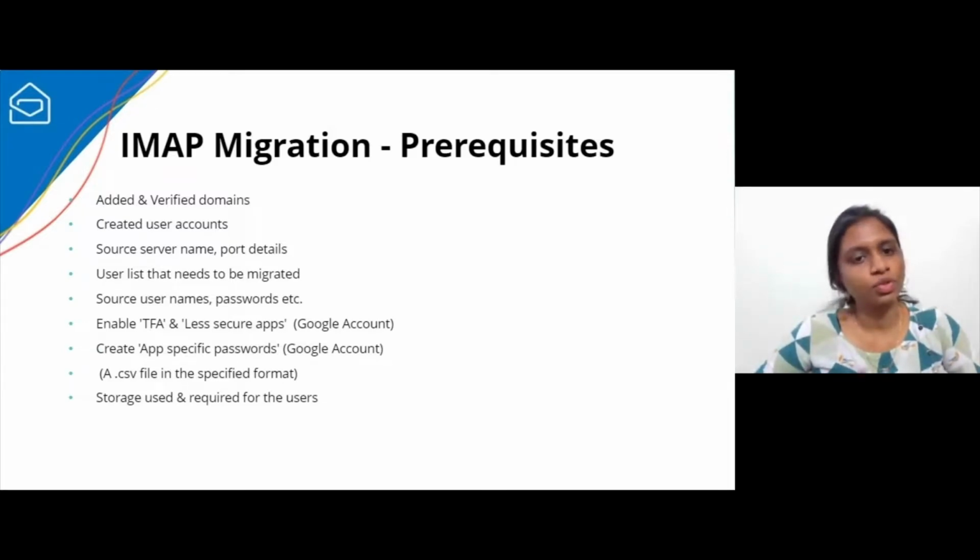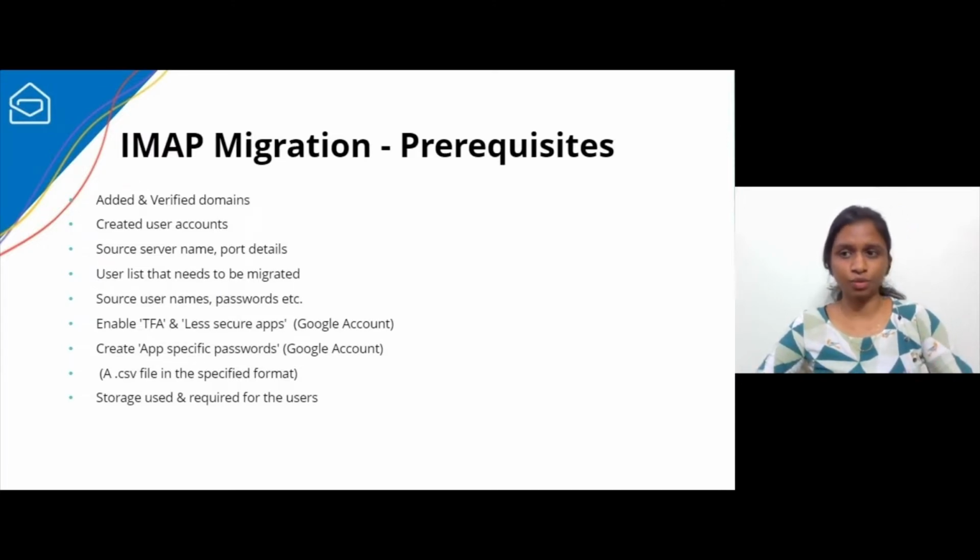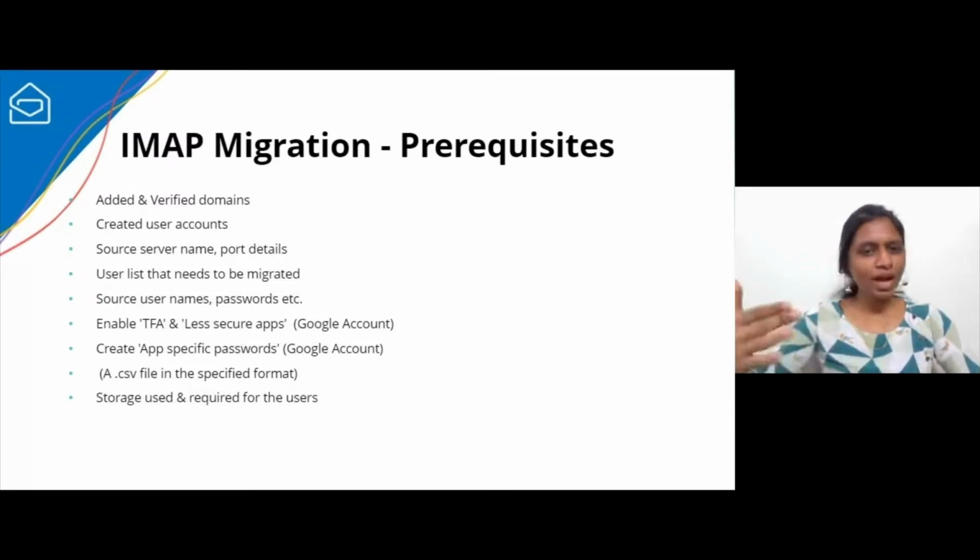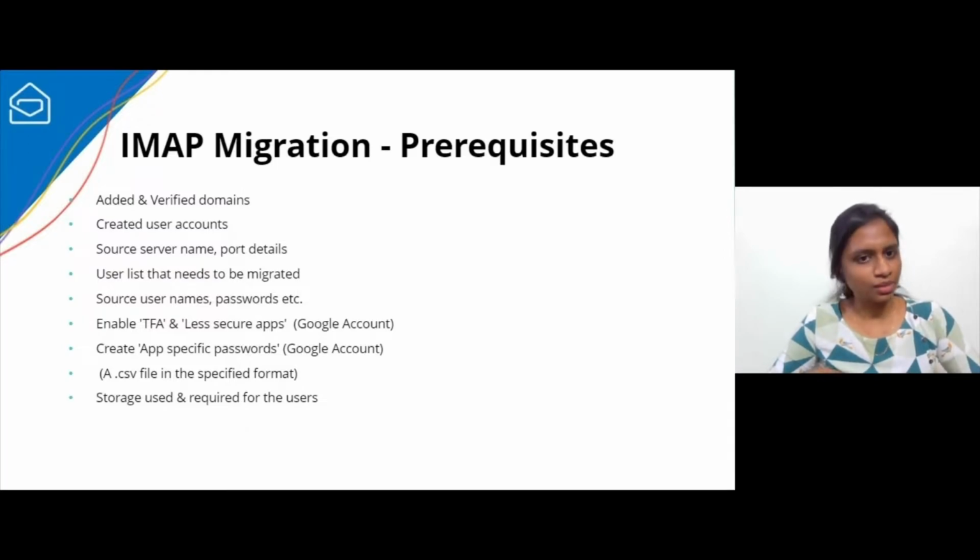And then you have the source server name and port, which you might need before the migration starts. These are the details that you will be filling in during the migration procedure. So get to know the source server name, port details, and then the user list that needs to be migrated. It simply means that if you want to migrate batch by batch, make sure you have the list of users before you start. If you have the list, it will be easier for you to add the users batch-wise and migrate. So that's basically it.